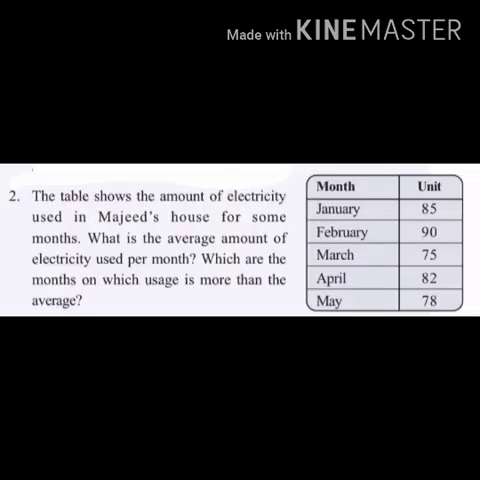Look at the second question. The table shows the amount of electricity used in Maji's house for some months. What is the average amount of electricity used per month, and which are the months in which usage is more than the average? That is our question.